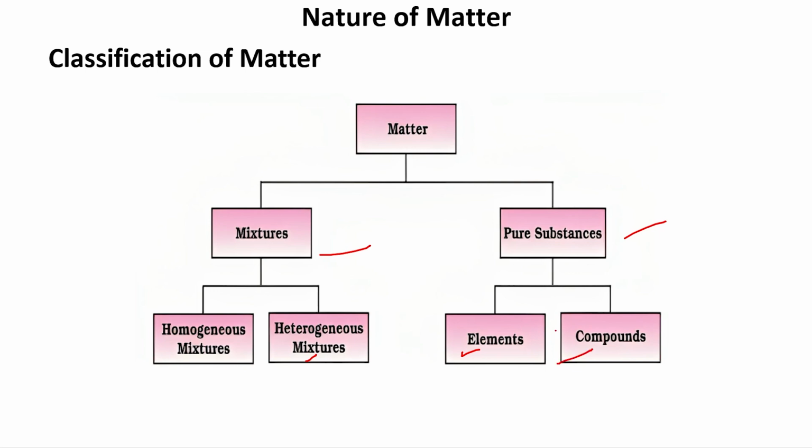Now compound. What is a compound? As I have discussed earlier, a compound is something in which two things combine in definite proportion, but the two things are different, like hydrogen and oxygen combining to form a water molecule, carbon and oxygen combining to form a carbon dioxide molecule. One more important thing: elements can be atoms or molecules both, but compounds are only molecules.